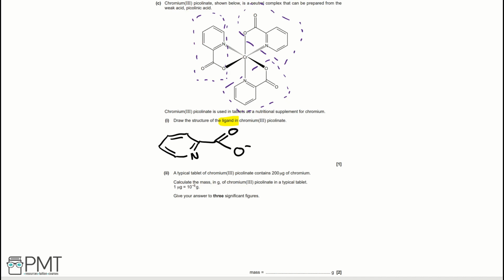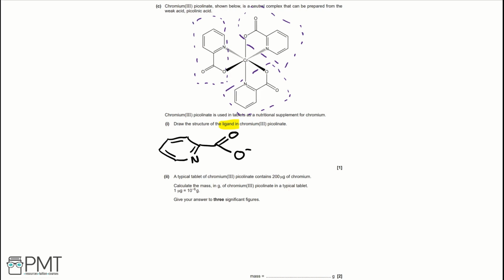In part 2, we're told that a typical tablet of chromium 3 picolinate contains 200 micrograms of chromium. Calculate the mass in grams of chromium 3 picolinate in a typical tablet. 1 microgram is 10 to the negative 6 grams. Give your answer to 3 significant figures. To start, let's identify the key pieces of information we've been given in part 2. Our first key piece of information is 200 micrograms of chromium. We're also given the scale to use when converting micrograms into grams, and the fact that we need to give our answer to 3 significant figures.